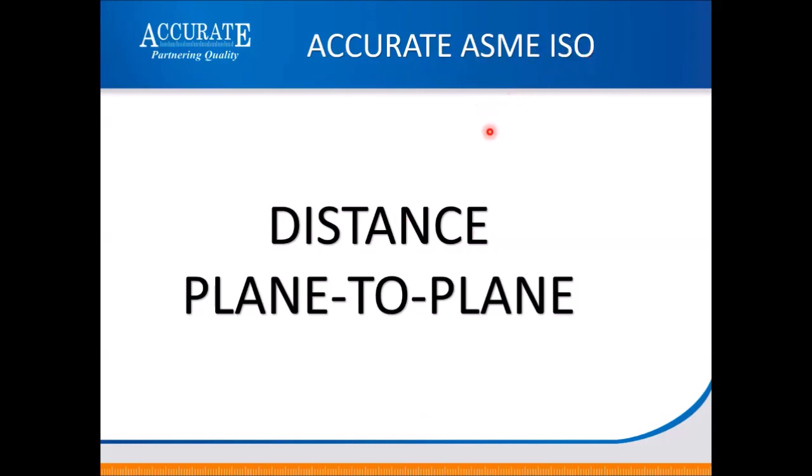In this video, we would understand how to measure a distance on a three-coordinate measuring machine with a command by giving plane to plane and by doing the axis alignment.